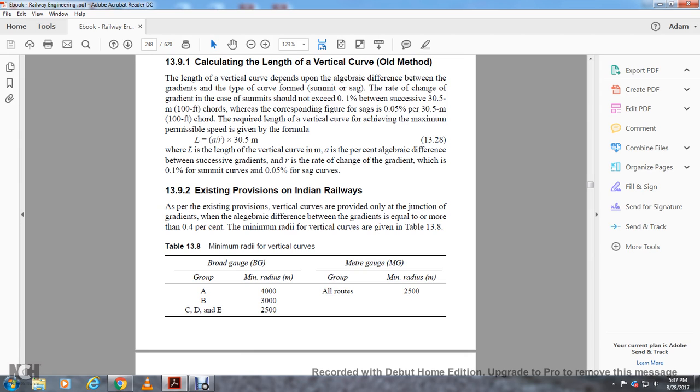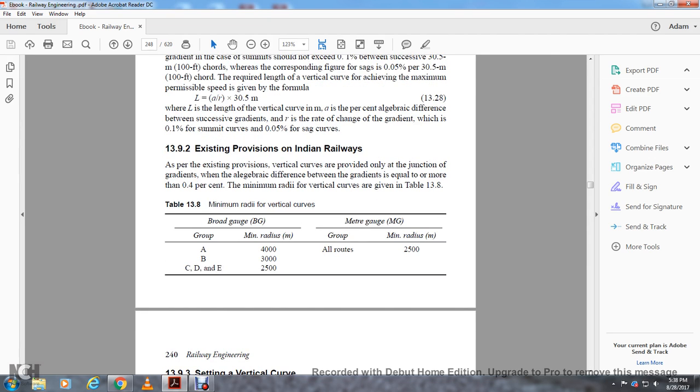The required length of vertical curve for achieving the maximum permissible rate is given by the formula L equals A divided by R times 30.5 meters. L is the length of the vertical curve. A is the percent algebraic difference between the surface gradients. R is the rate of change of gradient, which is 1/10 of a percent for summit curves and 0.05 percent for sag curves.